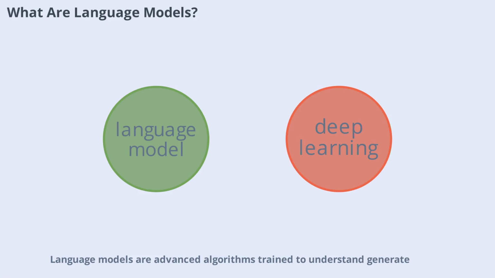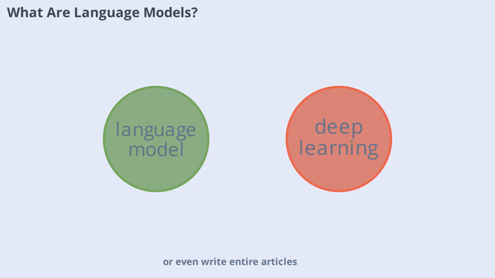Language models are advanced algorithms trained to understand, generate, and manipulate human language. They analyze vast amounts of text data to learn patterns, grammar, and context. This allows them to predict the next word in a sentence, answer questions, or even write entire articles. The most popular language models today use deep learning techniques, making them highly accurate and versatile.